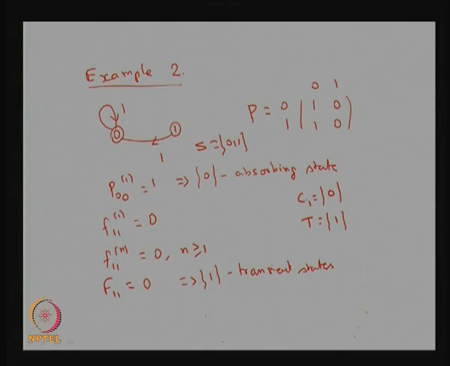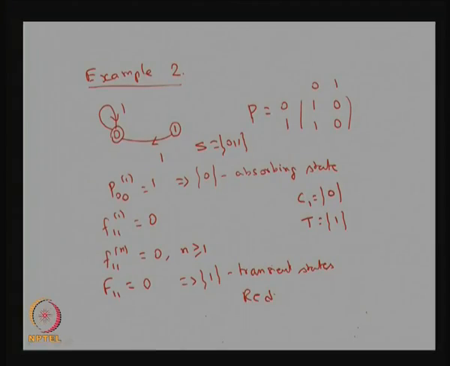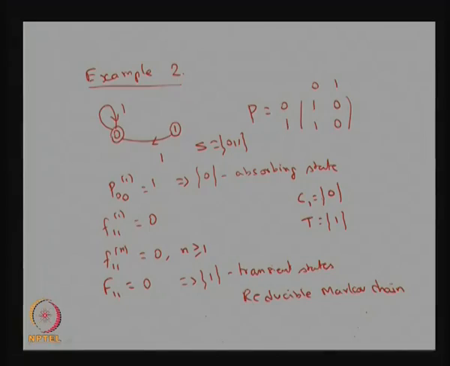Since C1 union T becomes the state space S, this Markov chain is not an irreducible Markov chain. Therefore, this is called a reducible Markov chain, whereas the previous example is an irreducible Markov chain. There we have two elements and both elements form only one closed communicating class, whereas here you have one closed communicating class with one element and the transient state is 1. Therefore, it is going to be a reducible Markov chain. There can be more than one transient state.